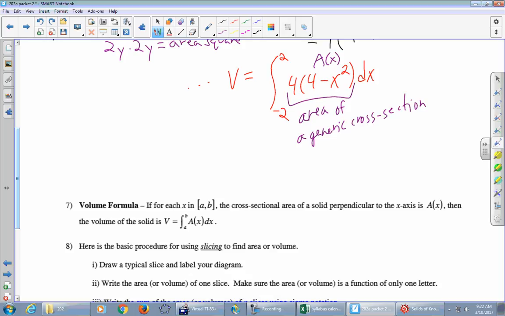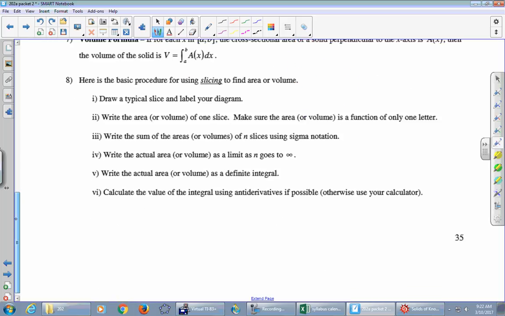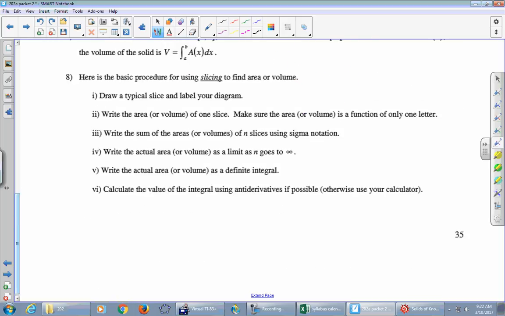Okay, so the process that we followed is written out here. You can use it as a reference during the activities and or during the homework, but it's always the same steps. Ultimately, the toughest part of this process is drawing a good picture and then coming up with a formula that's a function of one letter only. Once you've got that, the rest is fairly routine. At the very end, you calculate the integral. If you can do antiderivatives, great. If not, I'll tell you to just type the integral into your calculator.